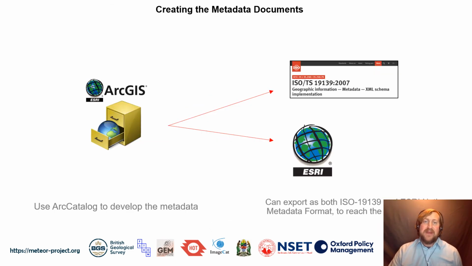When creating the metadata documents, our current recommendation is to use the ARC catalog tool within ArcGIS. This is currently the most straightforward way to capture all of the relevant information and export it into the formats that we have discussed. ARC catalog can write directly to the ISO 19139 format. An additional benefit is that the metadata can be simultaneously stored in the Esri ArcGIS format. By providing both formats, the author may have the greatest chance of reaching the widest audience with the metadata.